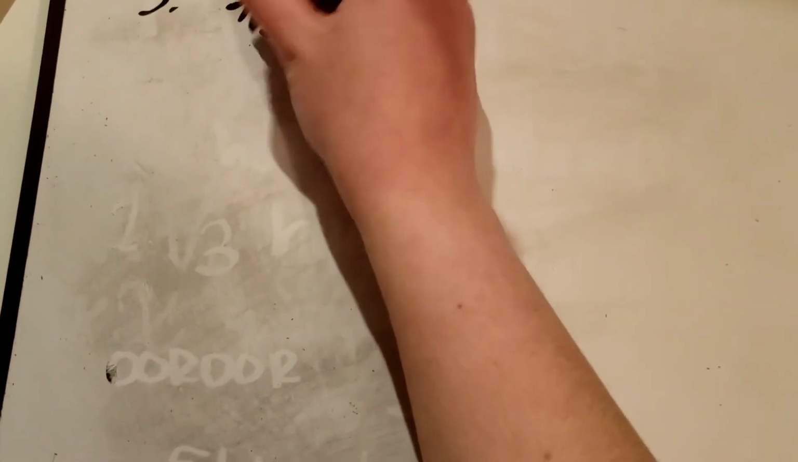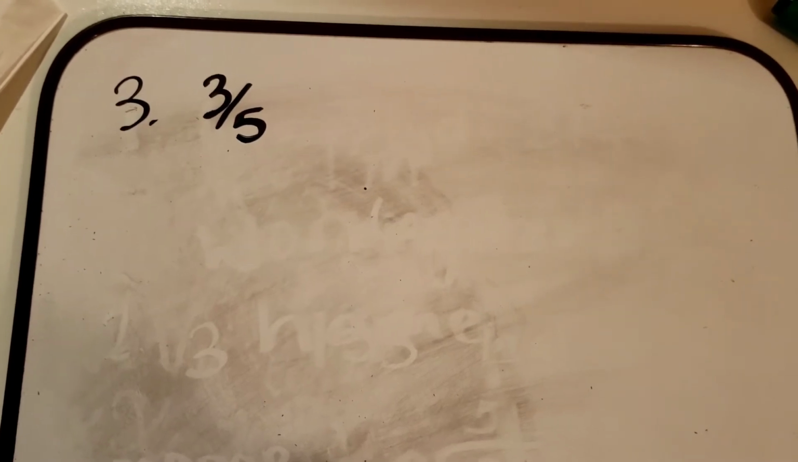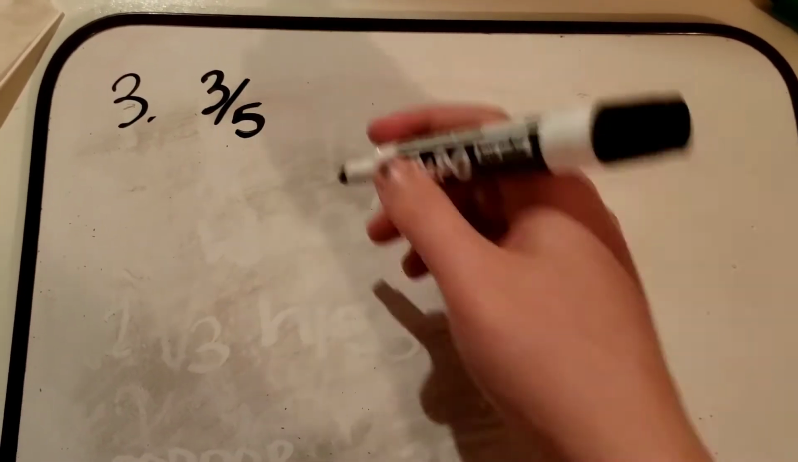Alright, number 3 says 3/5 of the students finished the assignment in class. What fraction of the students did not finish the assignment in class? So we know that 3/5 did.